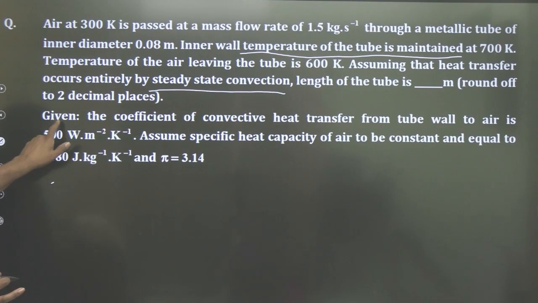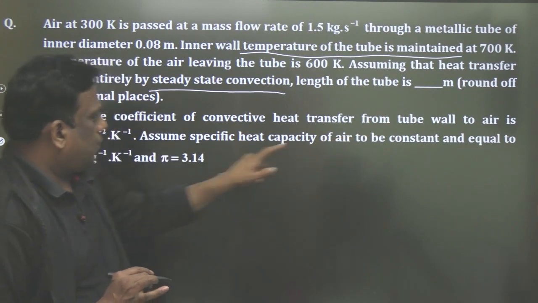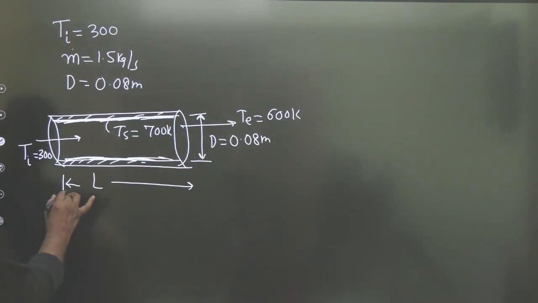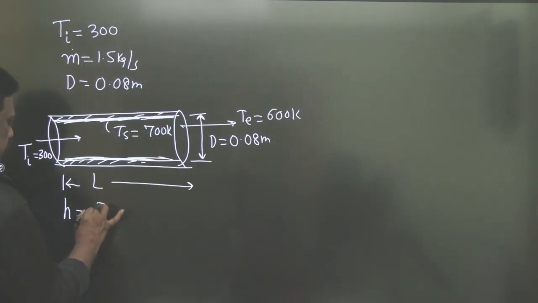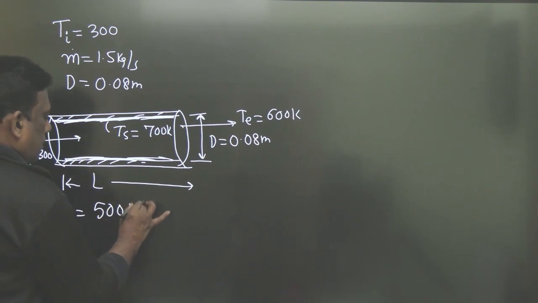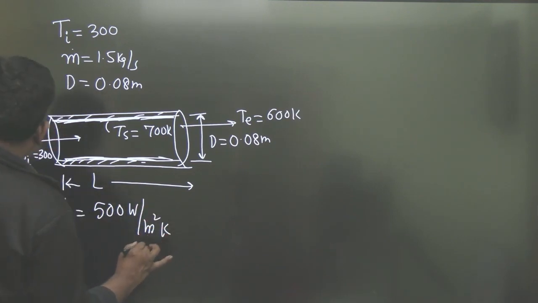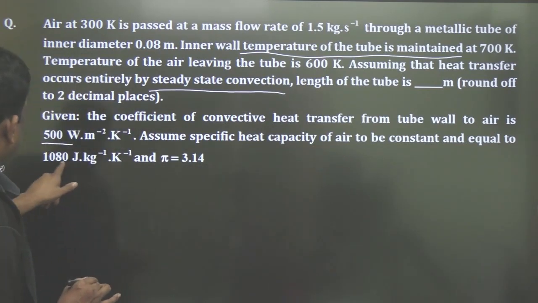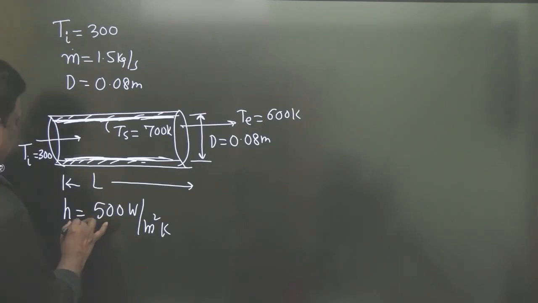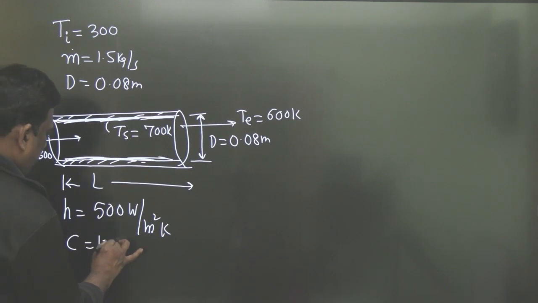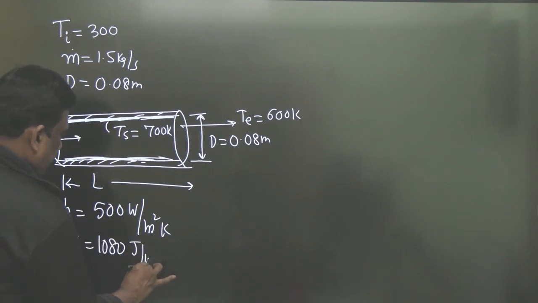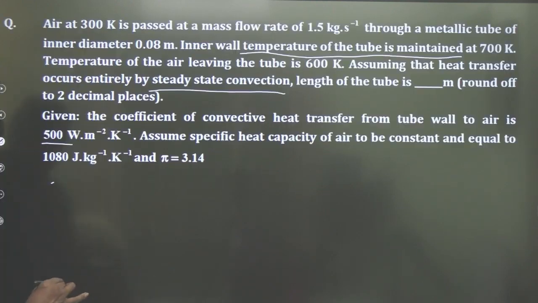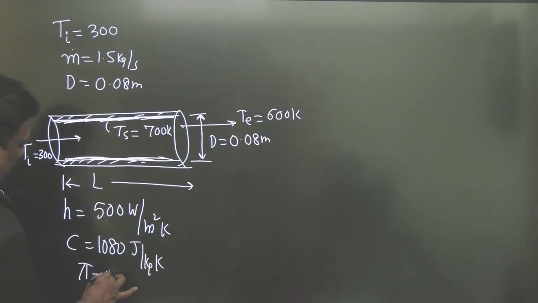What is the data? Let's see. The convective heat transfer coefficient is 500 watt per meter squared Kelvin. Next, any other data? The specific heat of air is given as 1080 joule per kg per Kelvin. And any other data given? The value of pi, he is asking us to take it as 3.14.